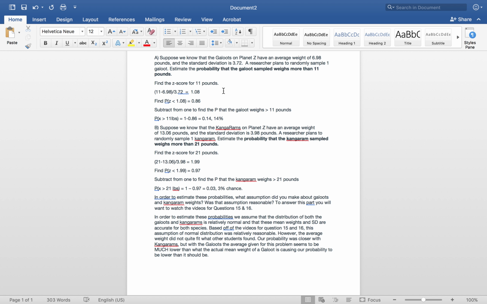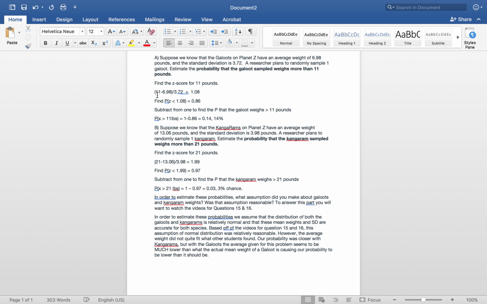So for my question, suppose we know that the galoots on planet Z have an average weight of 6.98 pounds and that the standard deviation is 3.72. A researcher plans to randomly sample just one galoot, and we want to estimate the probability that the galoot sampled weighs more than 11 pounds. So in order to do this, we're going to find the Z-score for 11 pounds.